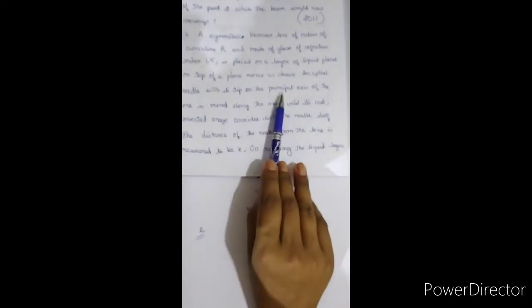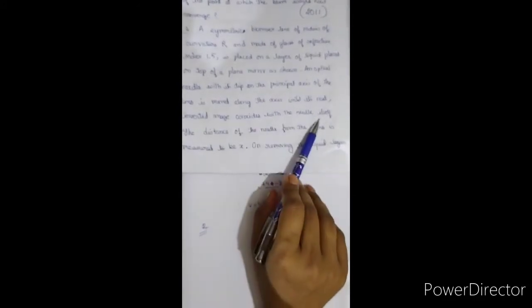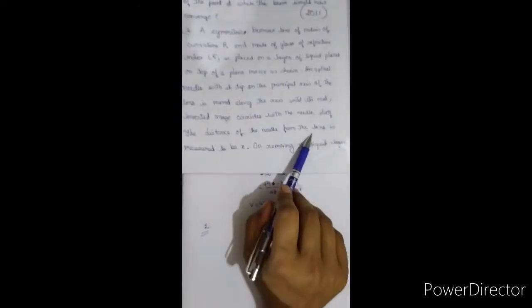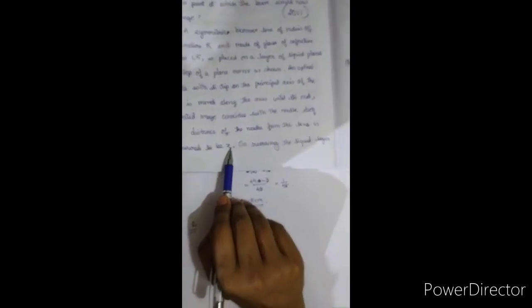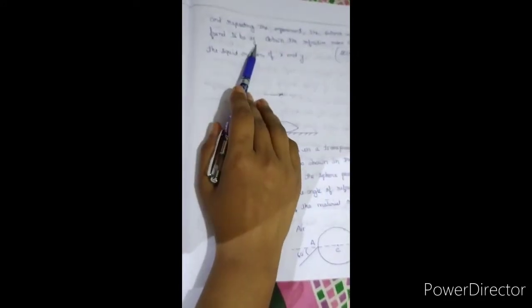Then an optical needle with its tip on the principal axis of the lens is moved along the axis until its real inverted image coincides with the needle itself. The distance of the needle from the lens is measured to be x. On removing the liquid layer and repeating the experiment, the distance is found to be y.